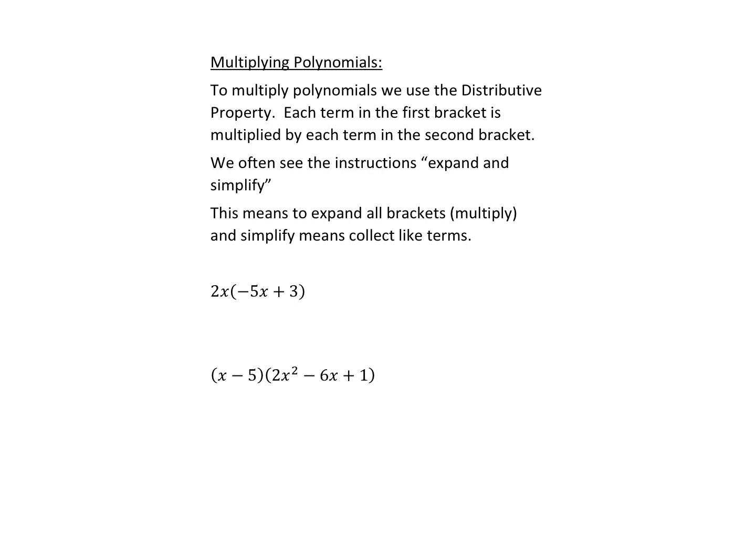Okay, moving on to multiplying polynomials. To multiply, we use the distributive property, which means that each term in the first bracket, or any term in front of a bracket, would be multiplied by each term in the second bracket. The instructions are usually expand and then simplify. Expand means multiply or make bigger.